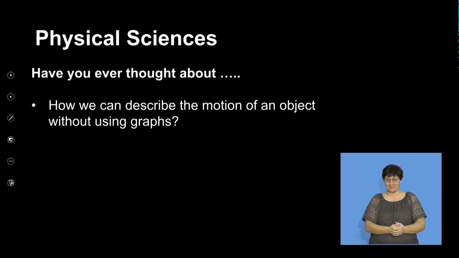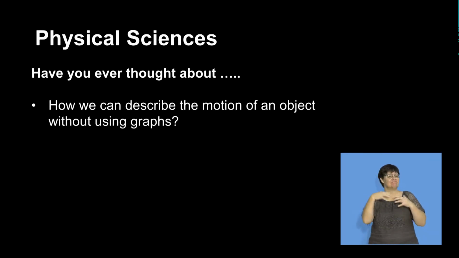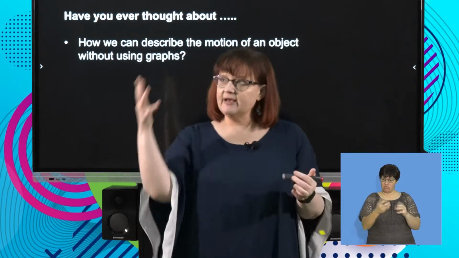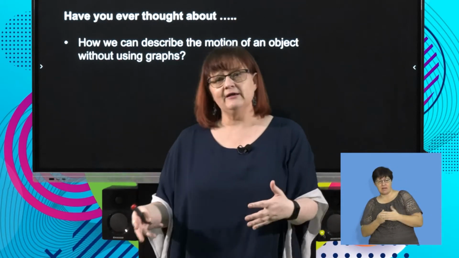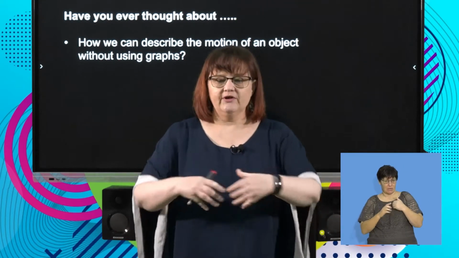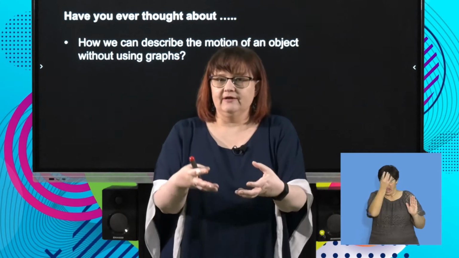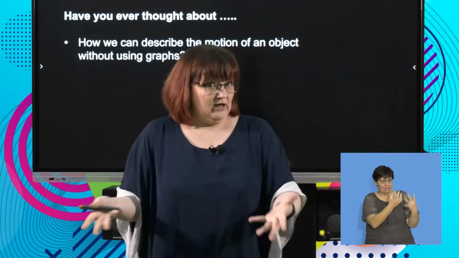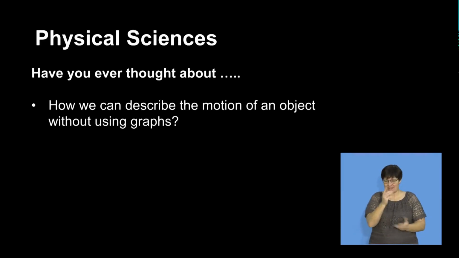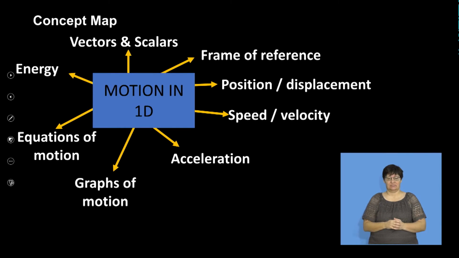Have you ever thought about how to describe the motion of an object without using graphs? We've done graphs of motion, and we've seen how the shape of the graph helps us and how we can get things from the gradient and from the area. But what if we don't have a graph? What if we don't have that information available and we only have snippets of information? Well, what do we use? We use equations. So we've done all of this first part, and today we're going to look at equations of motion.